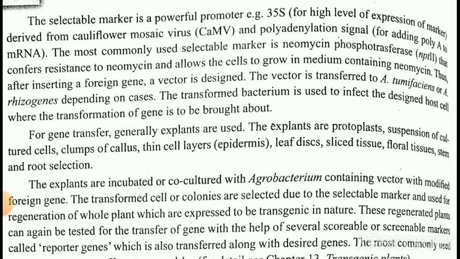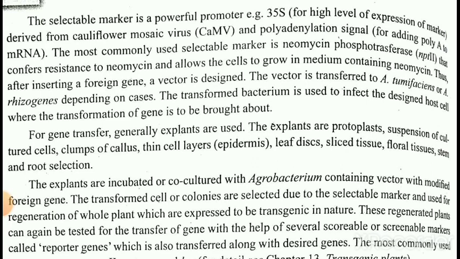The transformed bacterium is used to infect the designed host cell where the transformation of gene is to be brought about. For gene transfer, generally explants are used. The explants are protoplasts, suspension of cultured cells, clumps of callus, thin cell layers, epidermis, leaf discs, sliced tissue, floral tissue, stem and root sections. The explants are incubated or co-cultured with Agrobacterium containing vector with modified foreign gene. The transformed cells or colonies are selected due to the selectable marker and used for regeneration of whole plant, which are expected to be transgenic in nature.